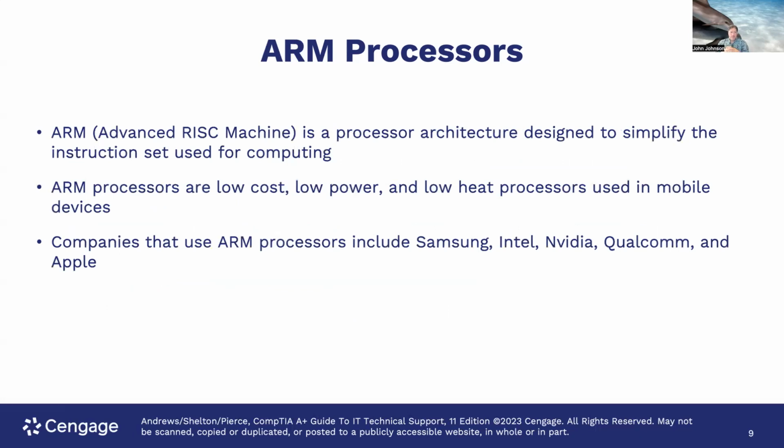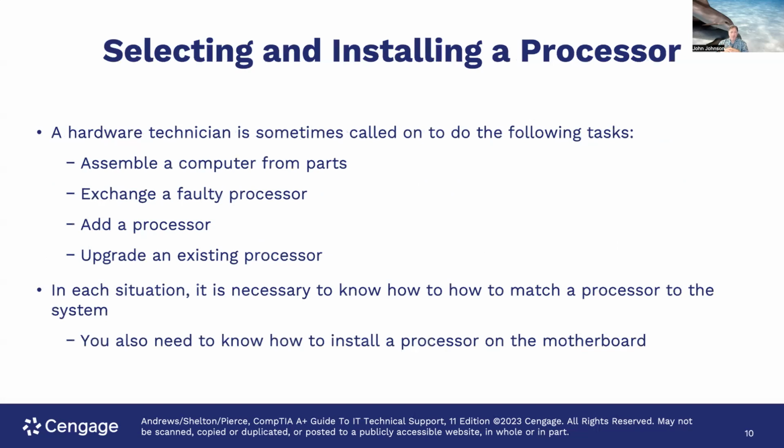Then we have the ARM processors. ARM stands for Advanced RISC Machine. It's a processing architecture designed to simplify the instruction set that's used for computing. ARM processors are low cost, low power, and low heat, and are used in mobile devices. So when you don't have a lot of space for cooling and everything else, the ARM processors are very good. Companies that use ARM processors include Samsung, Intel, NVIDIA, Qualcomm, and Apple, just to name a few.